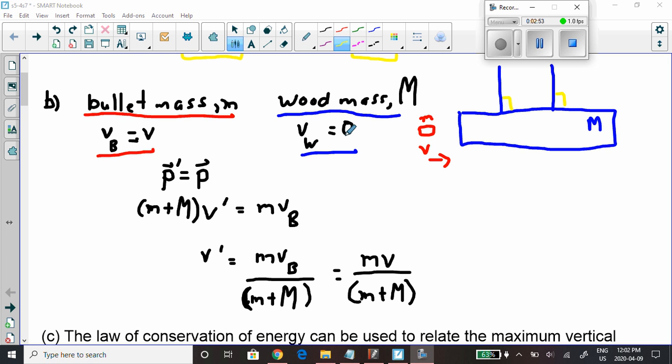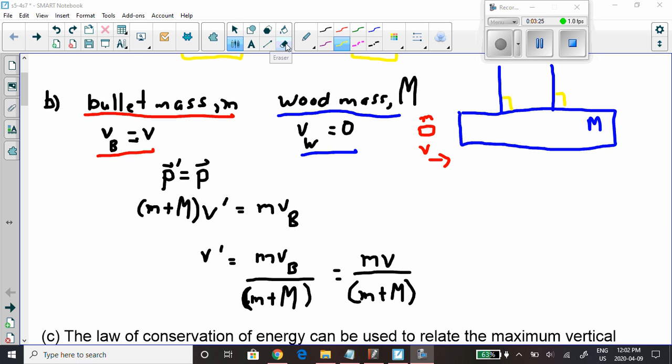So we want to express this new speed in terms of the two masses and in terms of the speed of the bullet as it was approaching the wood. So what I'm telling you here is that we want to find velocity prime, the velocity of the wood and the bullet together as they take off. And how are we going to do that? Well, it's a collision, and during a collision, momentum is conserved. So the momentum after the collision is equal to the momentum before the collision.